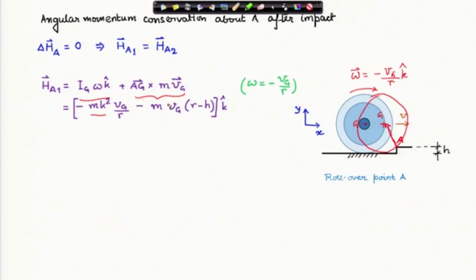Ag vector I can represent, and I take the cross product, and finally I get this expression. You can very easily see that this perpendicular distance is r minus h. Therefore, mass of the disc times velocity of center of mass times this perpendicular distance k cap, and with a negative sign when you take the cross product, that will give you the angular momentum about point A because of the motion of center of mass.